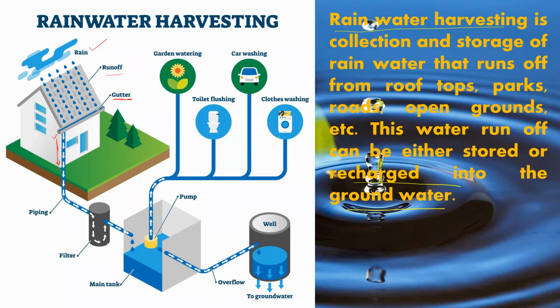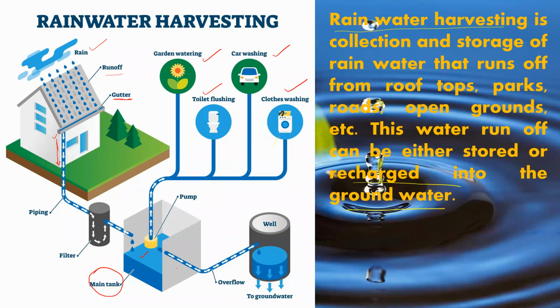If you put a filter here, whatever dirt and unwanted particles are present will get filtered here, and you will get cleaner water in the main tank. You fit a main tank along with the filter. The filtered water will come into the tank. Now this water is fit for usage. You can pump that water out and use it for gardening, car washing, toilet flushing, clothes washing, okay?